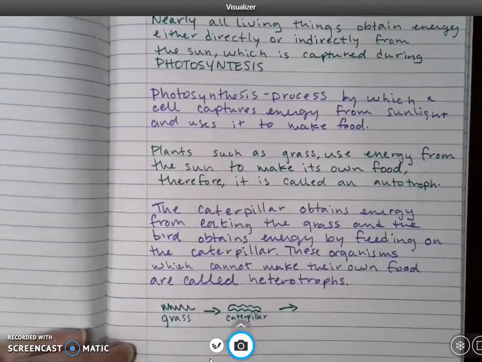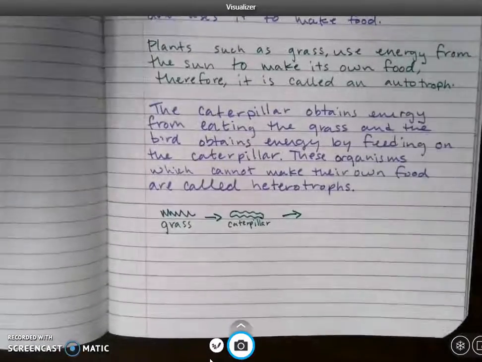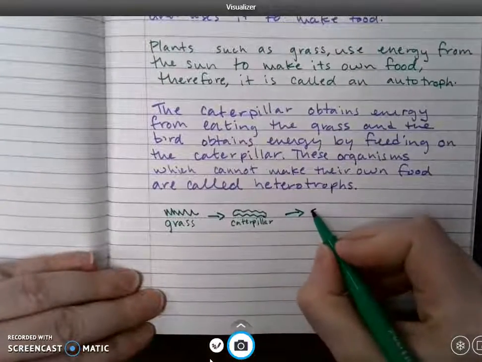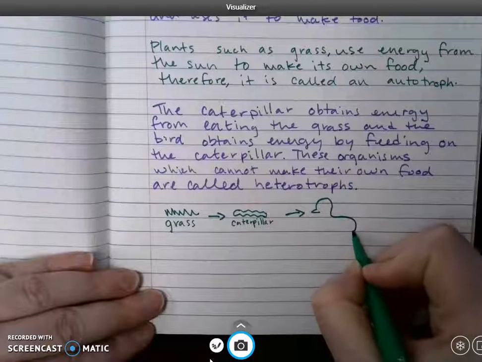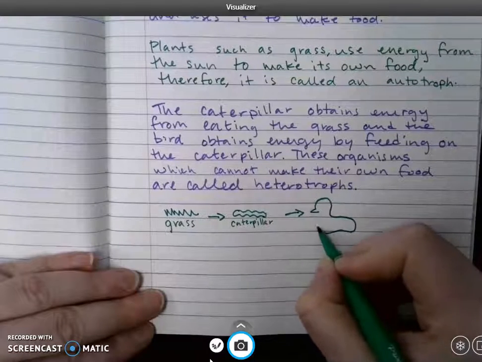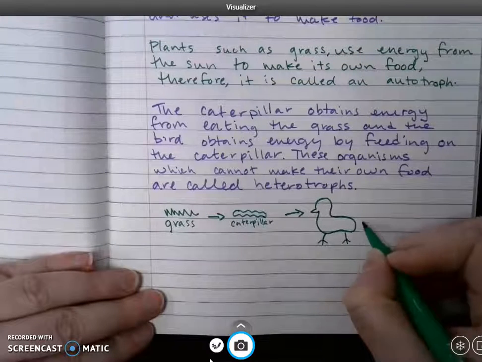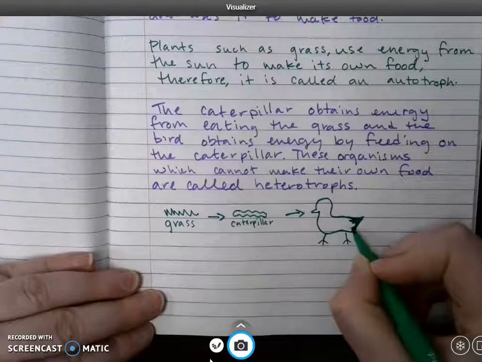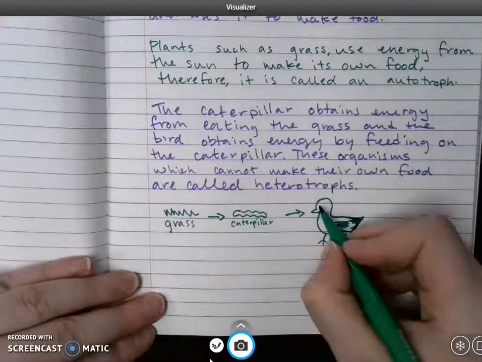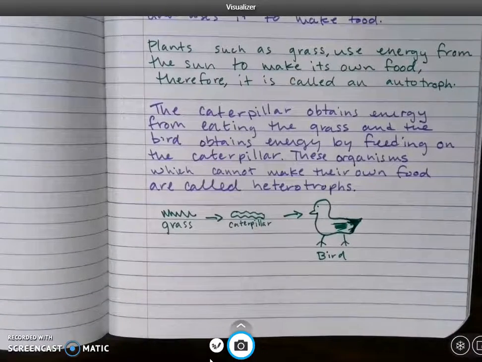This is probably going to look even less like a bird than the caterpillar. There's the beak, there's the head. Oh, he doesn't have any tail feathers. Let's fix that. There we go. And he's green, apparently. So there's our bird. That's our food chain.